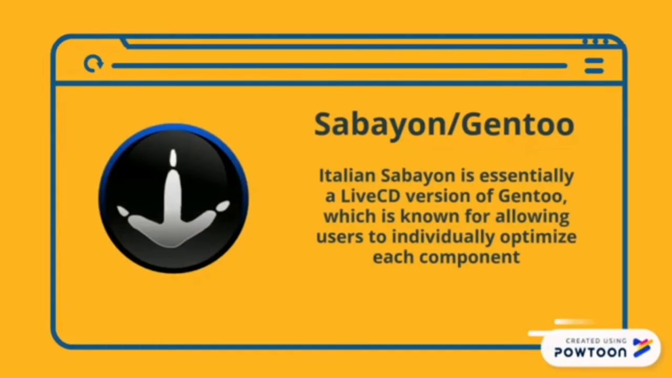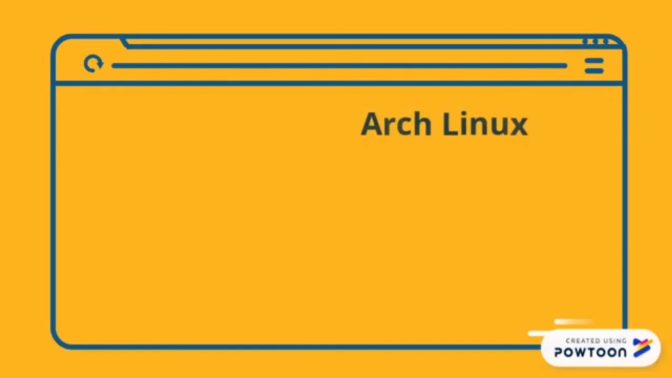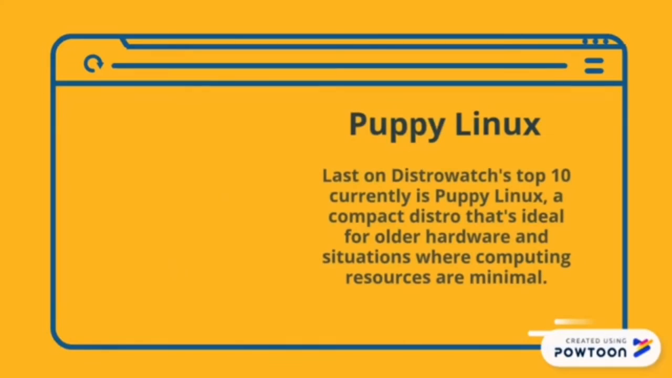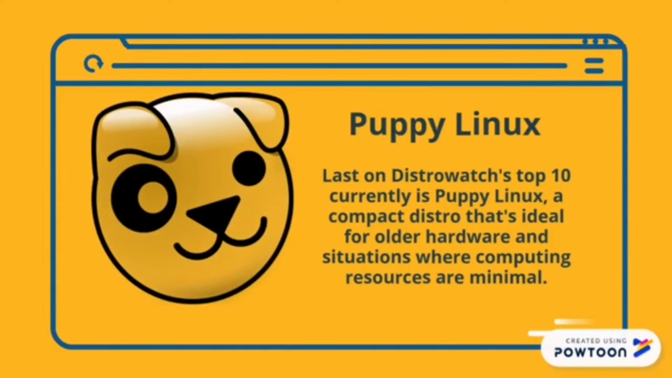Sabayon is essentially a Gentoo-based version of Linux, which is known for allowing users to visually optimize each component. Slackware is another package aimed primarily at experienced users interested in tweaking and optimizing their system. Puppy Linux, last in DistroWatch's top 10, currently is Puppy Linux. A compact distro that's ideal for older hardware and situations where computing resources are minimal.